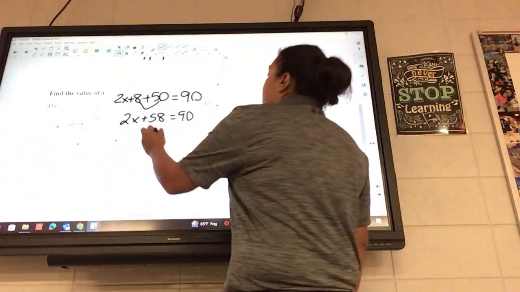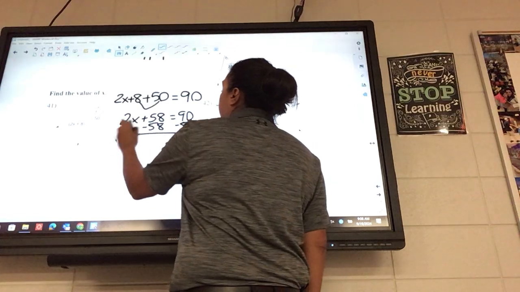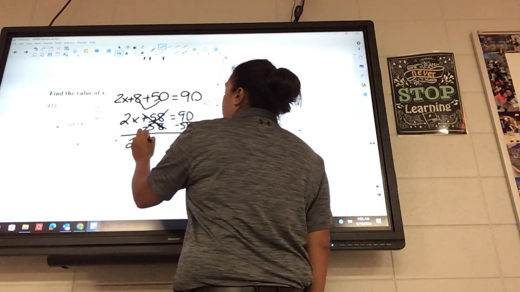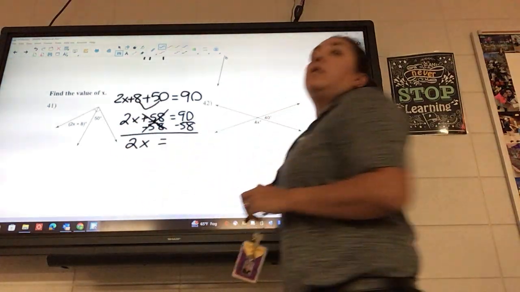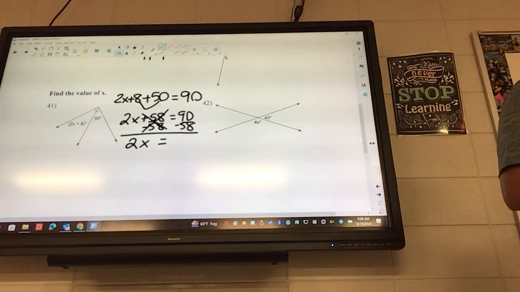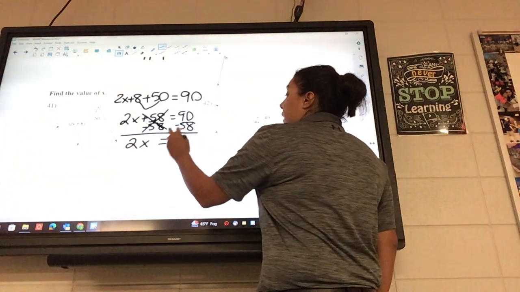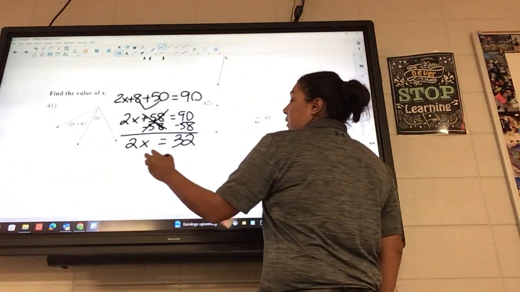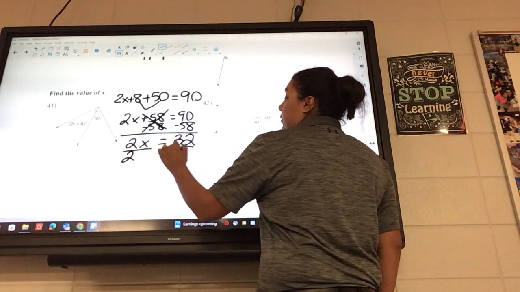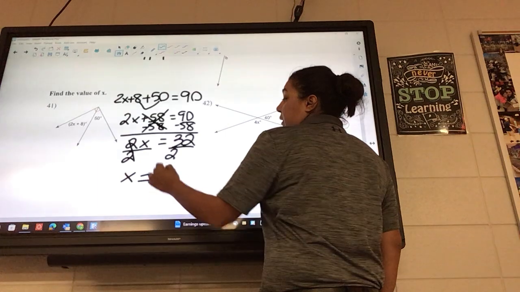And then we need to subtract 58 from both sides. What is 90 minus 58? I don't know, so somebody's going to type it in. What is 90 minus 58? 32. Okay, and then what needs to be done? Divide by 2. What is 32 divided by 2? 16.